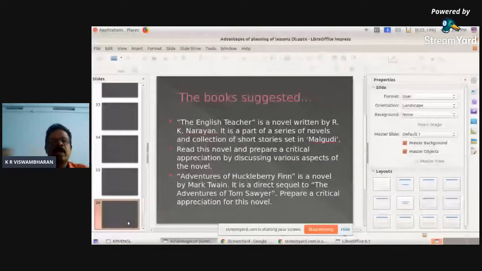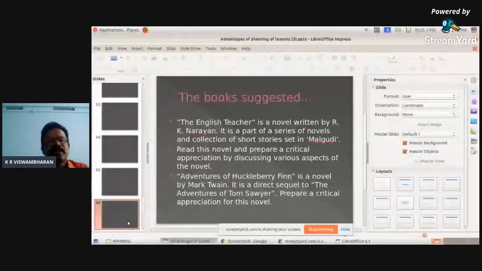It is a novel written by R.K. Narayan. It's a part of a series of novels and a collection of short stories set in Malgudi. So you are expected to write a critical appreciation of these suggested works, read this novel, The English Teacher, and prepare a critical appreciation by discussing the various aspects of the novel that we discussed.